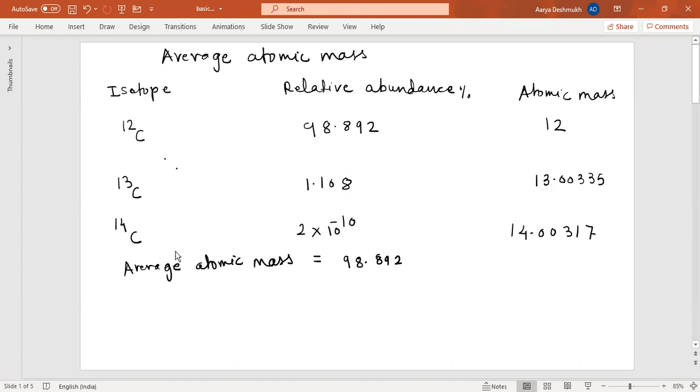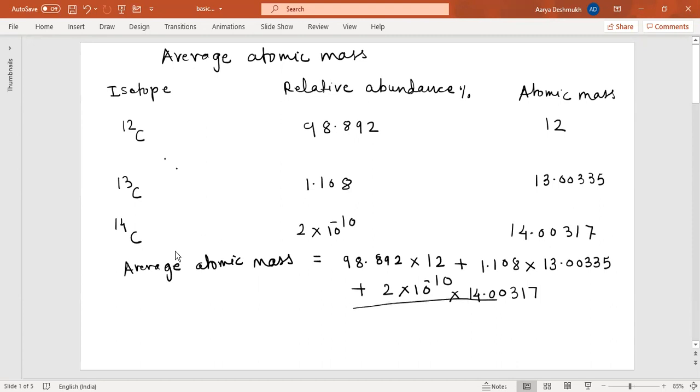So this is the percentage abundance, 98.892. It has to be multiplied by 12, that is this atomic mass, plus 1.108 multiplied by 13.00335, that is the atomic mass of this C13, plus you add 2 into 10 raised to minus 10, that is the percent relative abundance of the C14 isotope, into its atomic mass, which was found to be 14.00317. So you add this up and divide it by 100, which will be equal to 12 point.